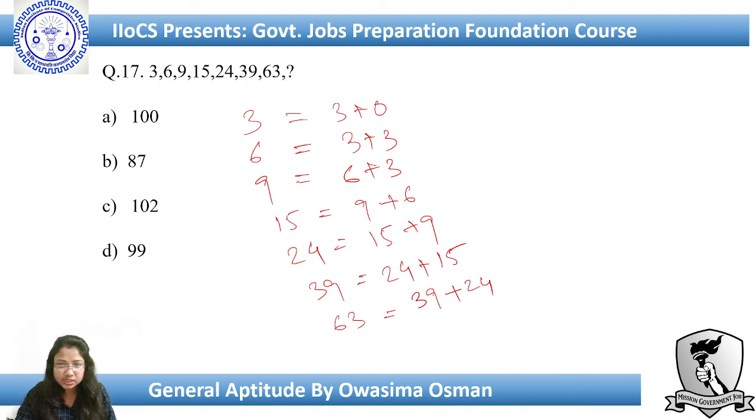Okay, so this rule is following here, that is 6 equals to 3 plus 3, again 9 equals to 6 plus 3. 15 equals to 6 plus 9. 24 equals to 15 plus 9. 39 equals to 15 plus 24 and 63 equals to 24 plus 39. So our next term will be 63 plus 39. So our answer will be 102. So option C is correct.